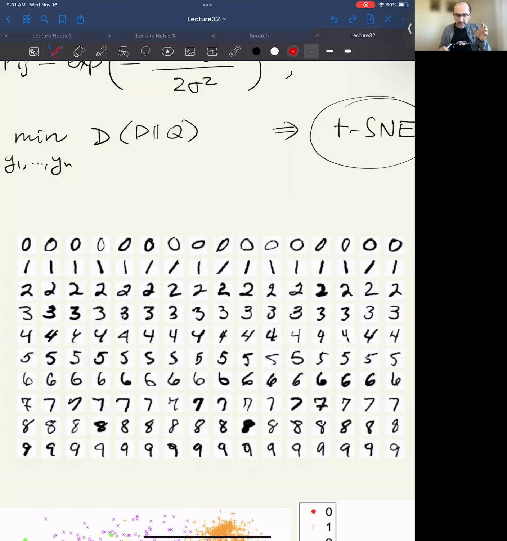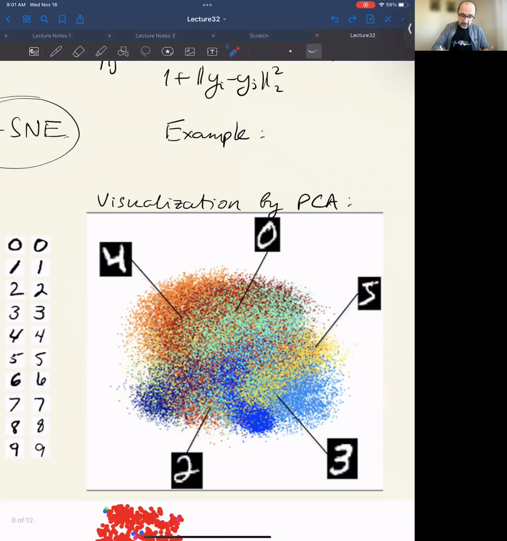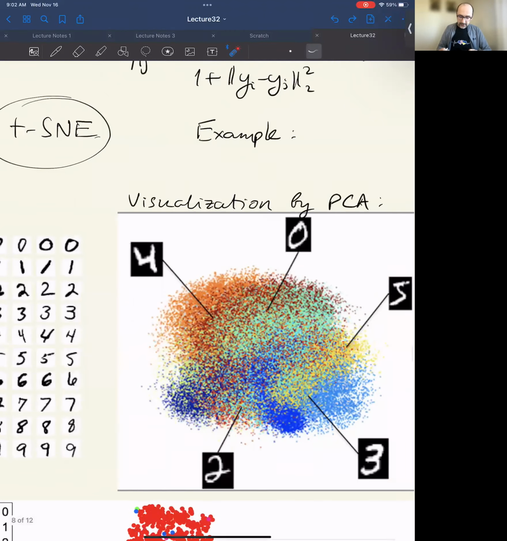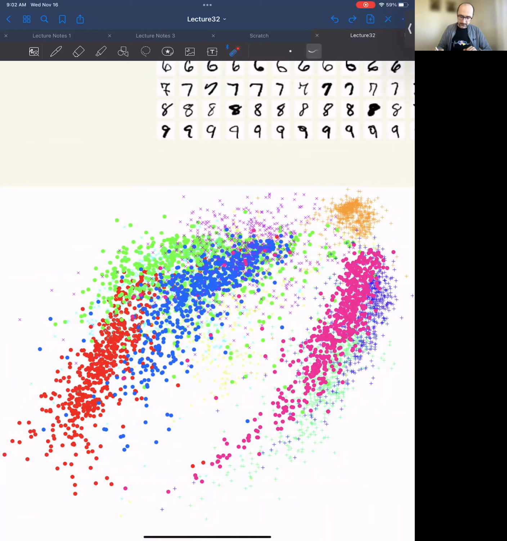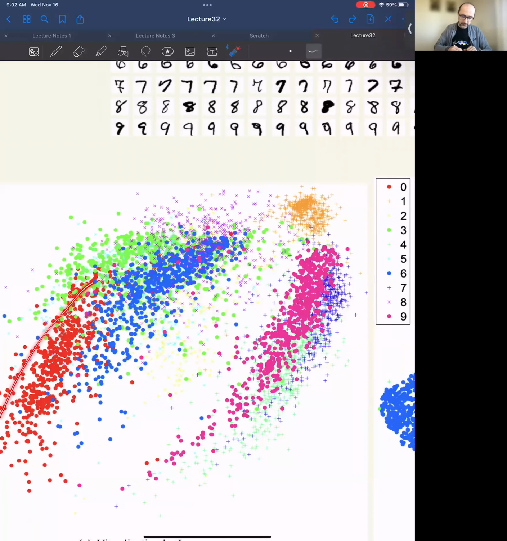I'll show you three examples, three methods. First is just PCA. PCA, remember, it projects everything onto, let's say, two top eigenvectors, just a linear projection. It does identify some structure here. This is the 4s, and this is the 0s, and this is 5s, and so on and so forth. That's PCA. The next one is Isomap. It does things a little bit better. So this, for example, is a zero, the handwritten zeros, and this is 9s, and this is 3s, and so on and so forth. Also very nice.